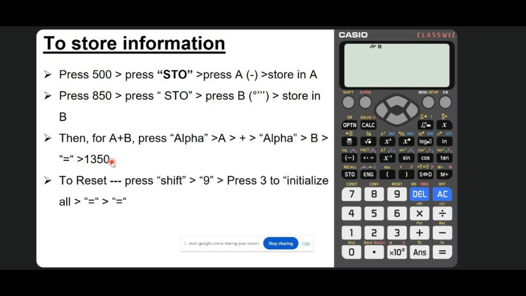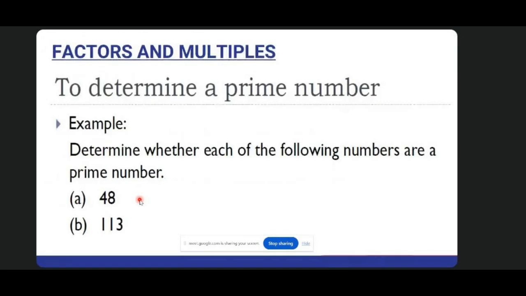If the student already stored something inside their calculator and they get a weird answer, they need to reset the calculator again. So press Shift 9, 2, and then press 3 to initialize all. They always need to reset their calculator. If they already stored information inside, they need to reset and then continue with another question. They cannot store the information and then continue the question because it will affect their answer.